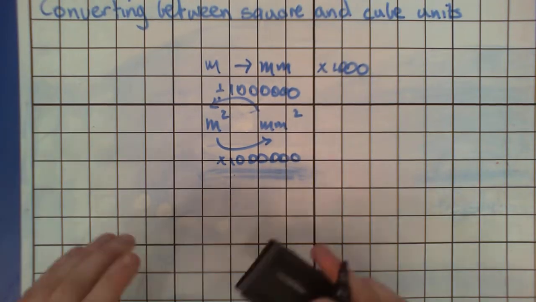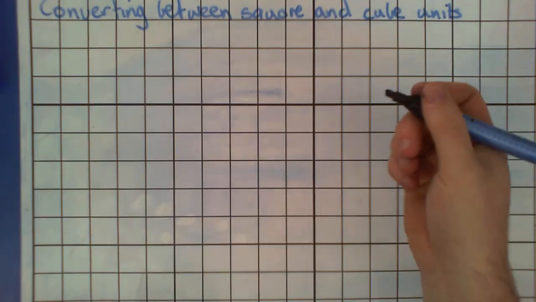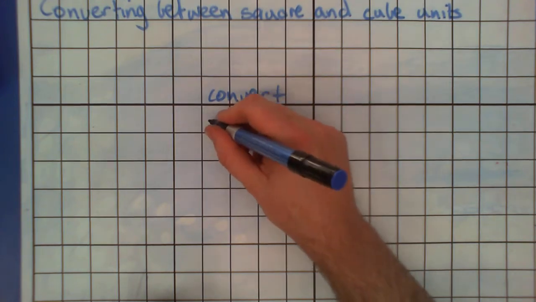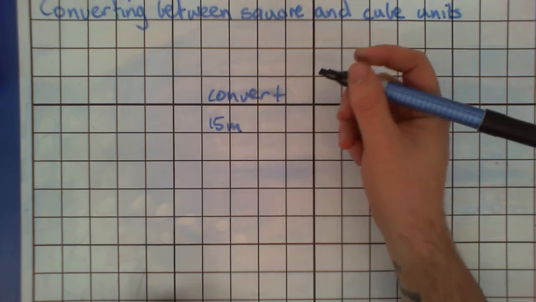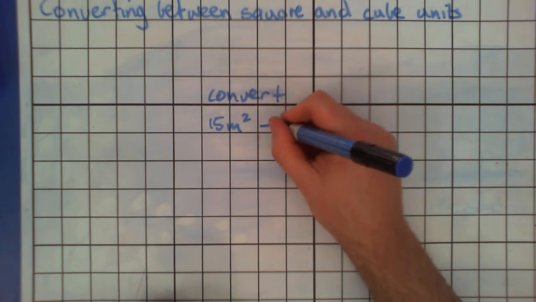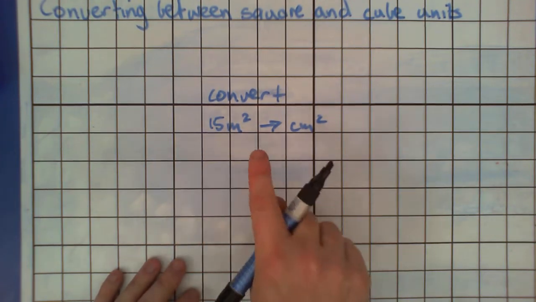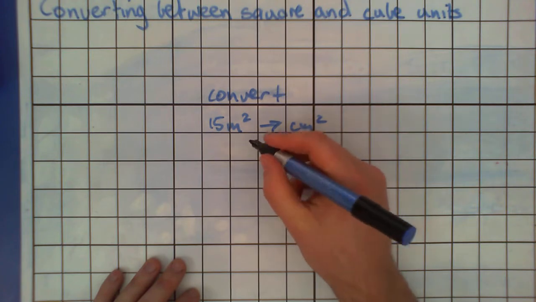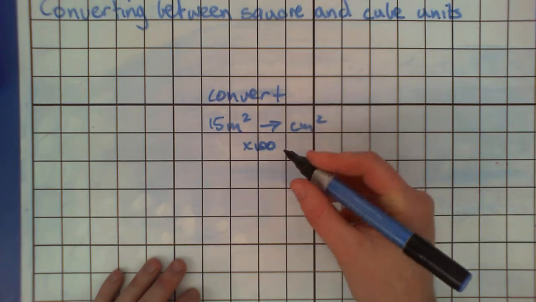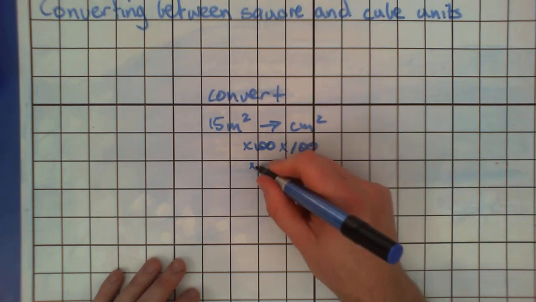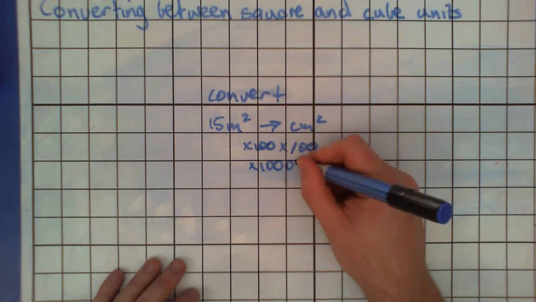Okay, so let's do a little example here. Because remember, we're not always going to have our dimensions to work with. We could simply have, okay, convert 15 meters squared, okay, to centimeters squared. Okay, so again, think about it. We need to convert meters to centimeters for our length, which is times by 100. Okay, by our width, we'll also go times by 100. Okay, overall, that is timesing by 10,000.